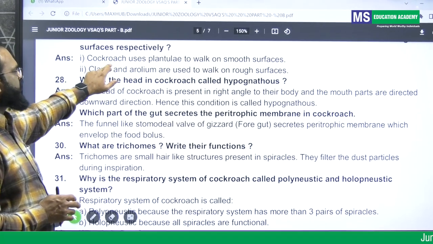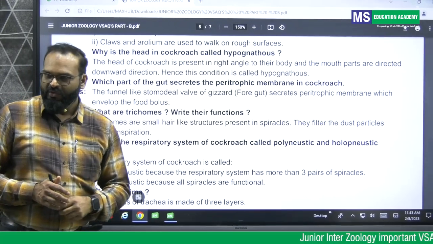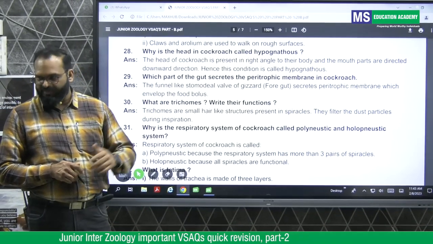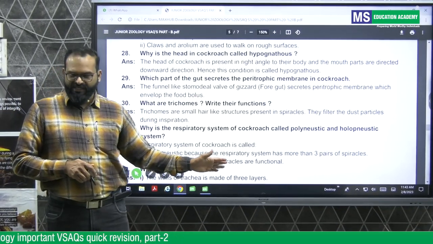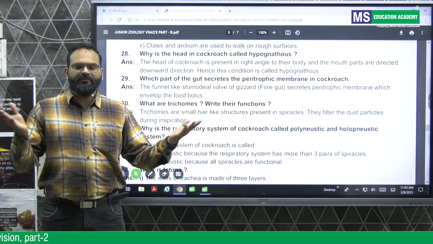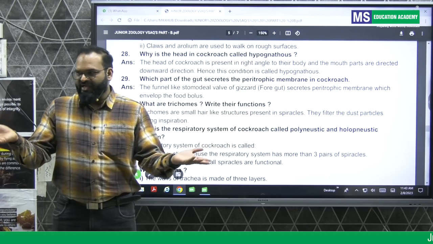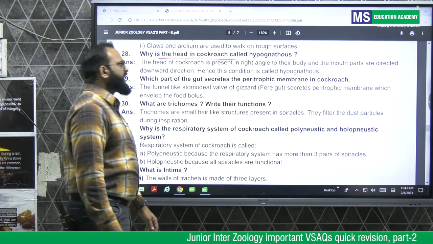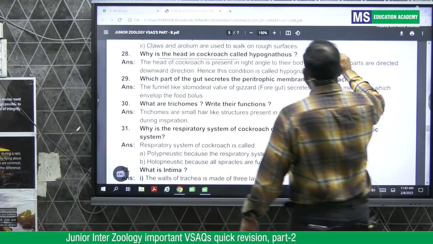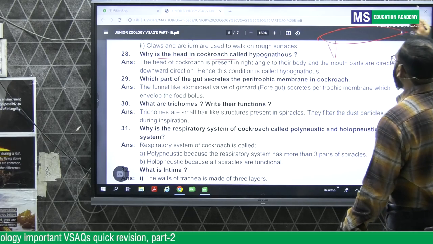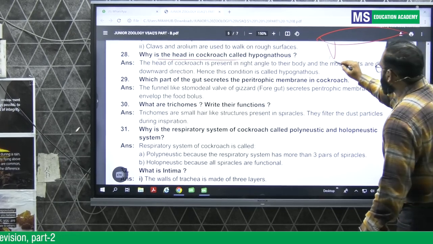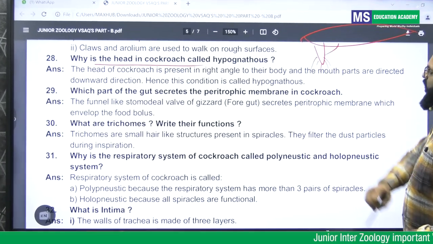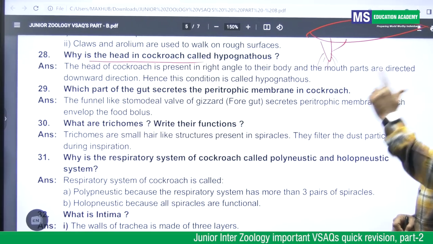Why is the head in cockroach called hypognathous head? Even in previous NEET papers, these types of questions appeared as bits. By learning all these VSAQs, students, you will become perfect for the NEET exam also. So why is the head of cockroach called hypognathous? The head of cockroach is present at right angle to the longitudinal axis of the body, and mouth parts are directed downwards. So the head is called hypognathous head.